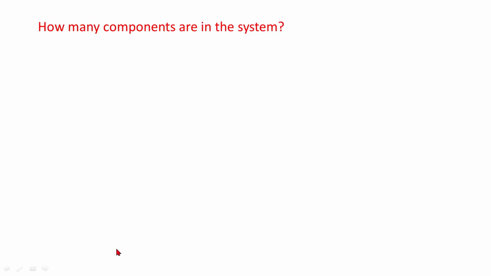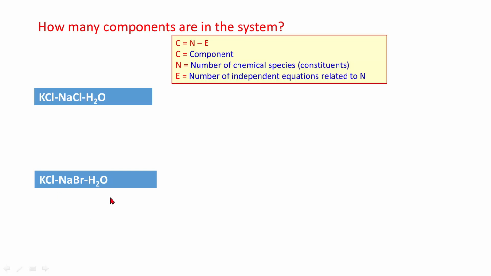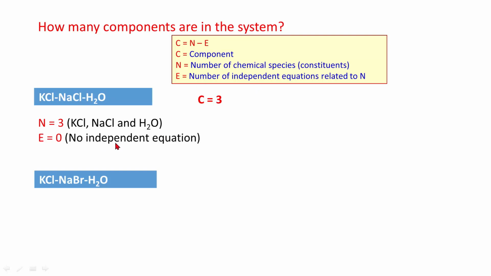How many components are in the system? KCl, sodium chloride, water. KCl, sodium bromide, water. We have to apply the relationship C is equal to N minus E. In this case, the number of components is 3. N is equal to 3: KCl, sodium chloride and water. So the number of equations here is 0. There is no independent equation relating these chemical constituents. Therefore, C is equal to 3.